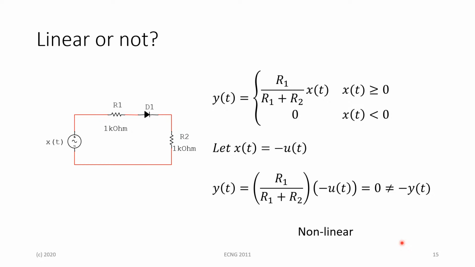Linear systems must exist for all values of t. It cannot be only for positive values of t. It must exist for negative values of t as well. That's why we tested for negative u of t in this particular case, to see if the linearity exists as well.